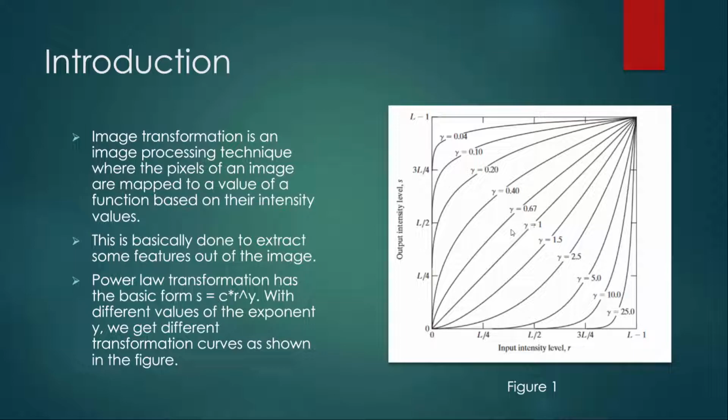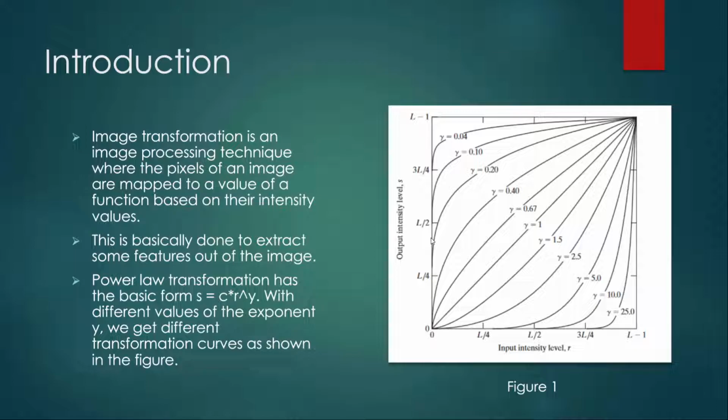Let us consider this gamma is equal to 1 line. Here, as we can see, for an input intensity level, it is mapped to the same level of the output intensity level. Let us consider gamma greater than 1. When we observe now, the higher the input intensity, it is mapped to a lower value. And when the gamma is less than 1, we can see that the lower the input intensity value, the higher it is mapped to in the output intensity.